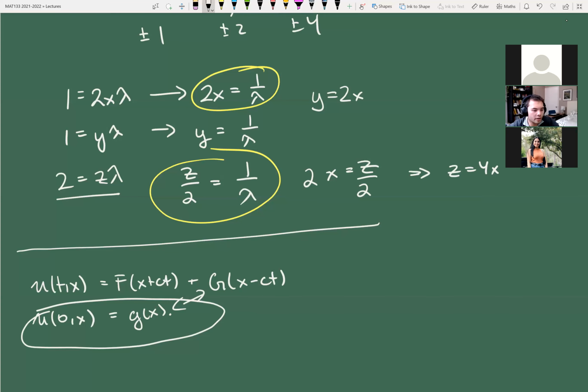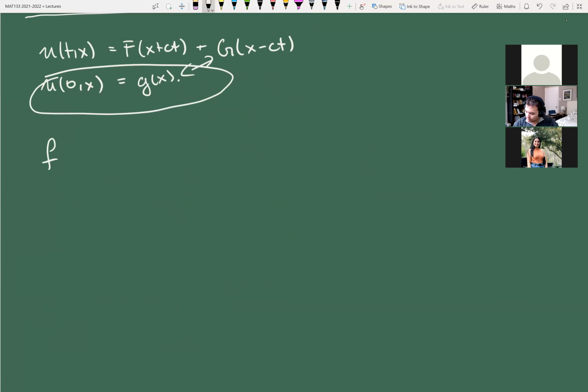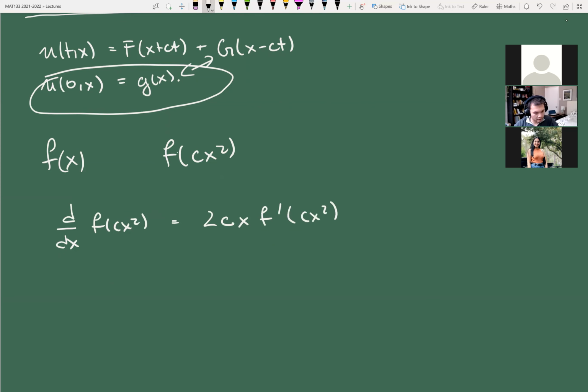Because you differentiate, right? So Edward, when you differentiate, let's say I gave you this. So f of x is just a function of one variable. And then I said, define a new function, which is f of cx squared or something, right? And now if you differentiate f of cx squared, what do you get? You get 2cx f prime cx squared, right? Because that's how the chain rule works. And notice that the constant there came out, right?